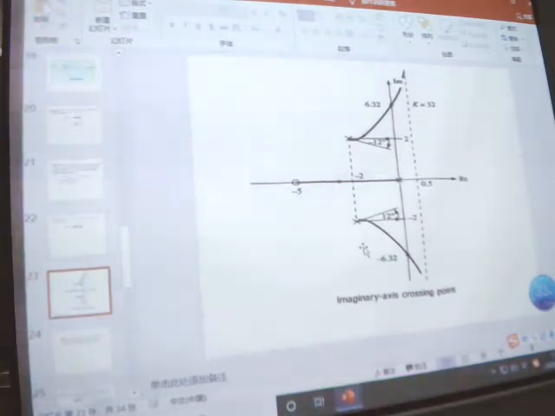It is this cross point. The cross point.